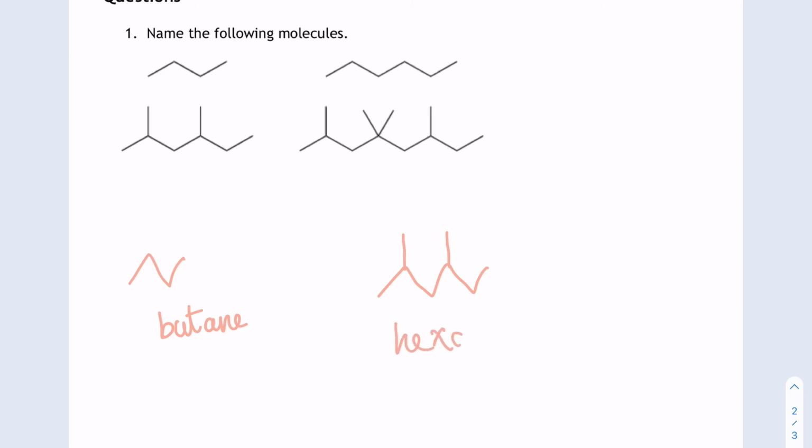Now we also have branches. Again, you just need to be careful about which way you number it. I'm just going to start from left to right: 1, 2, 3, 4. And if I number it the other way, you'll see that the branches are on higher carbons, so it looks like this is the right way. It looks like we've got a branch on 2 and 4, and they are both methyl groups. Remember, there's 2 of them, so don't forget the dimethyl, and it's simply hexane.